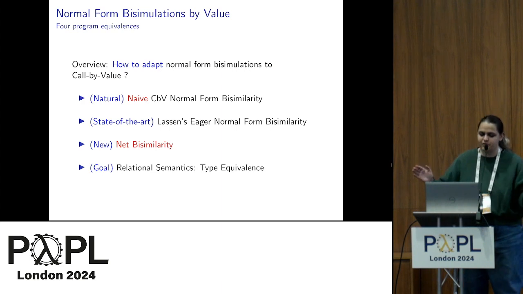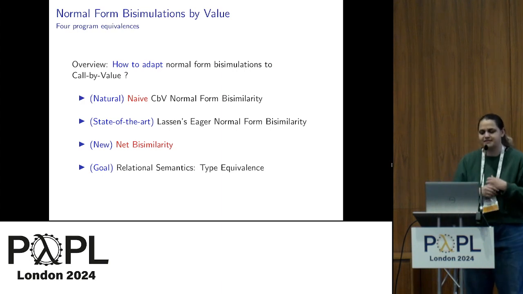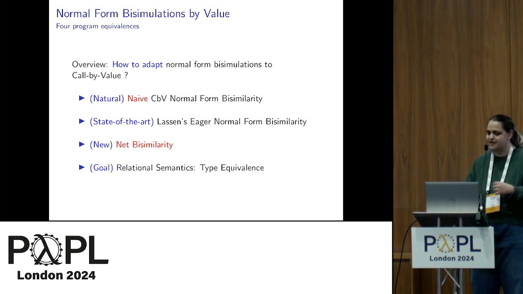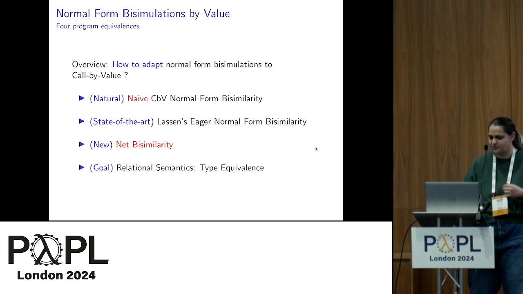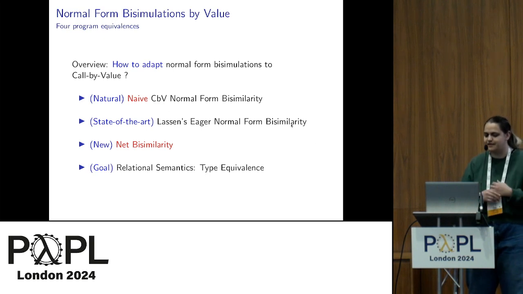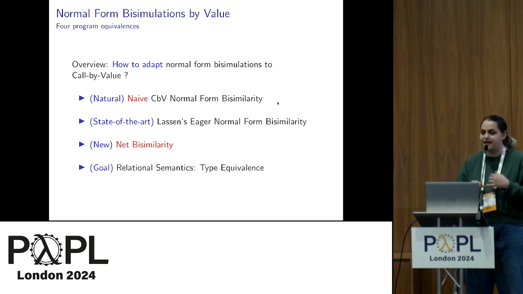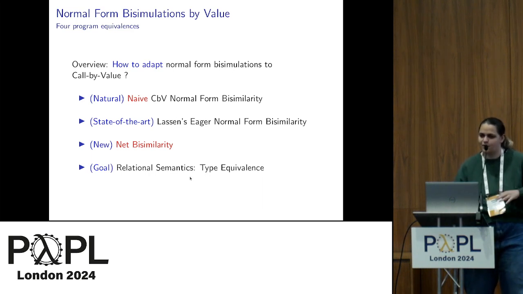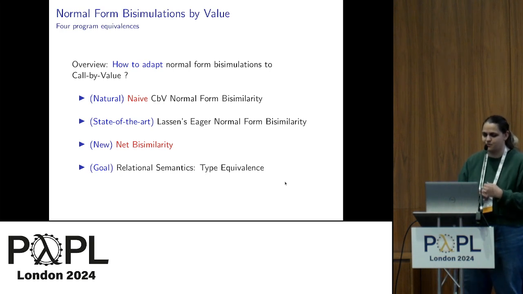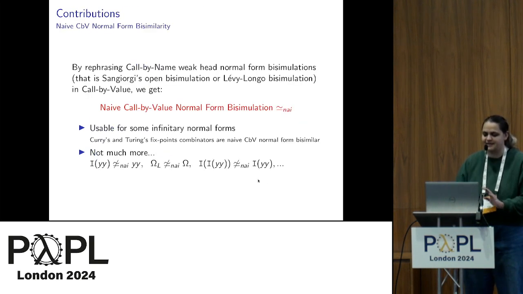So a bit of an overview, because before I go into a little bit more detail, we have three bisimilarities that I will present in this talk. There's one that I've already talked about, that is Lassen's eager normal form bisimilarity. But we go a bit behind in steps with the naive call by value normal form bisimilarity, which is more natural than Lassen's. And then we go to our main contribution, net bisimilarity. And we'll keep in mind that our goal is relational semantics, which we'll call type equivalence. But I'm going into more detail.